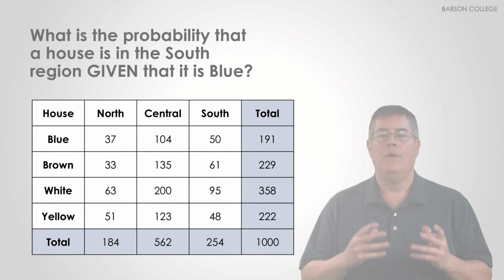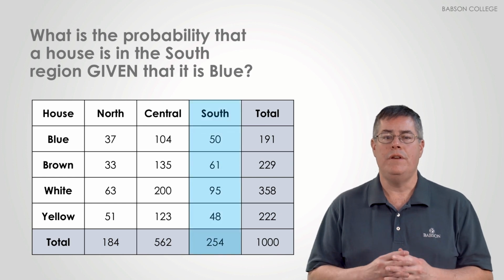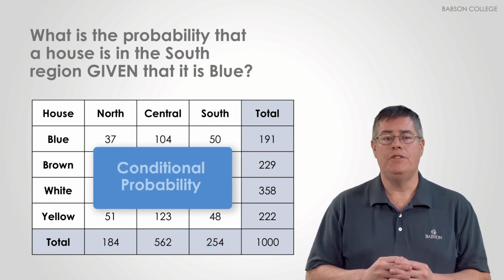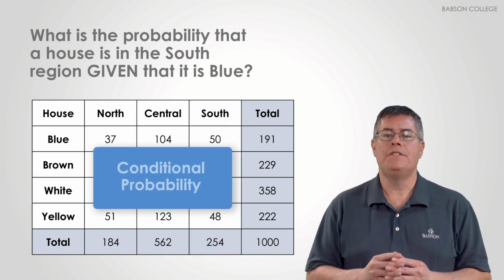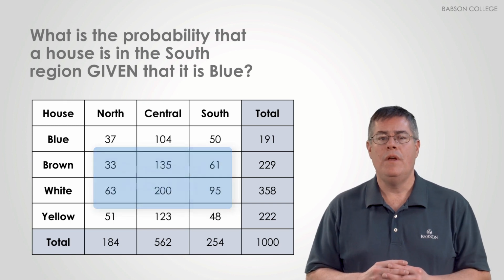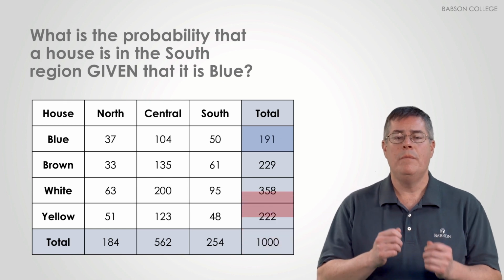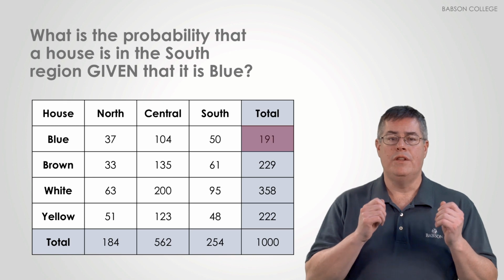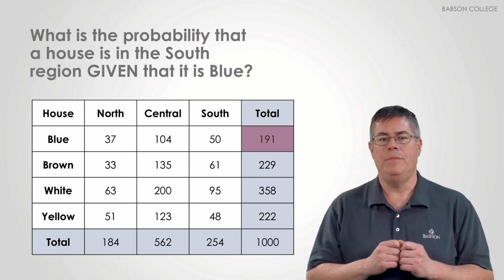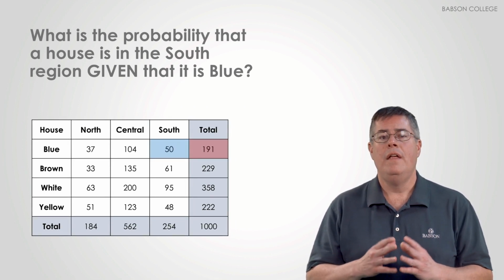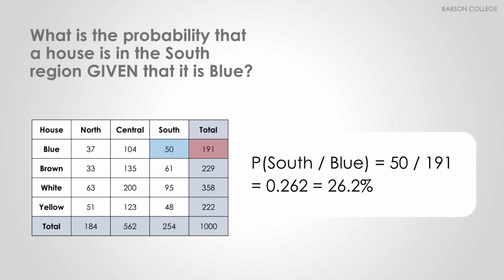Almost done. What is the probability that a house is in the south region given that it is blue? This is another one of those conditional probabilities in which we restrict our sample space to the stated given condition, which is only the blue houses. This means that the denominator is not 1,000, but only 191. That is the total number of blue houses. Now it should be easy. In the row for blue, we find that there are 50 houses in the south region. Therefore, the probability of south given blue is 50 over 191, or 0.262.